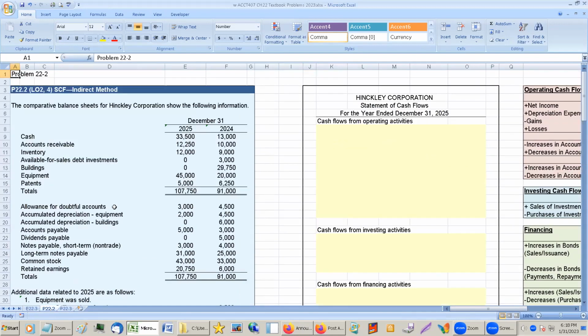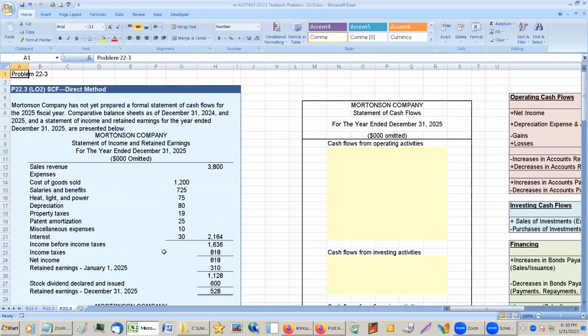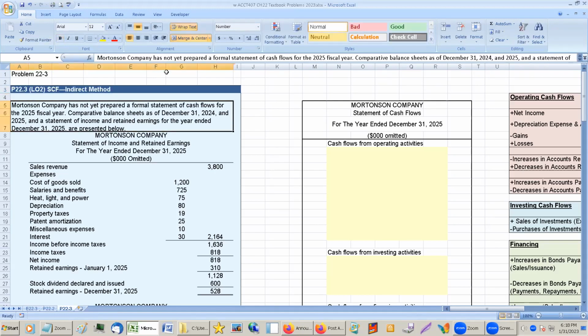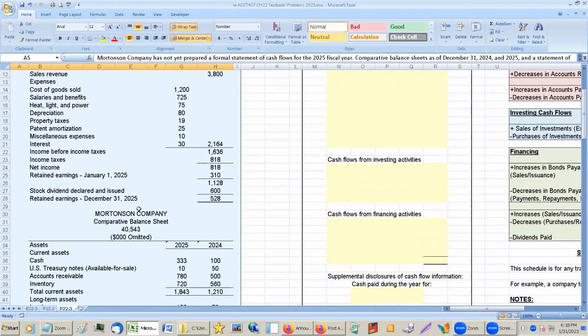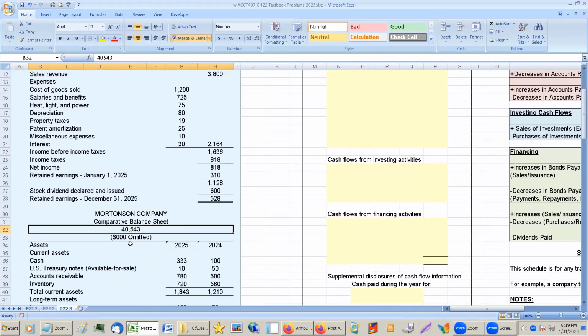Let's skip the second one, that is nearly impossible, and go to the one that's more possible, and that's this one. Problem 22.3. It says direct method here. We're going to use the indirect method. I should change that on there. I like this problem. First of all, I think it gets to the idea of it fairly quickly.